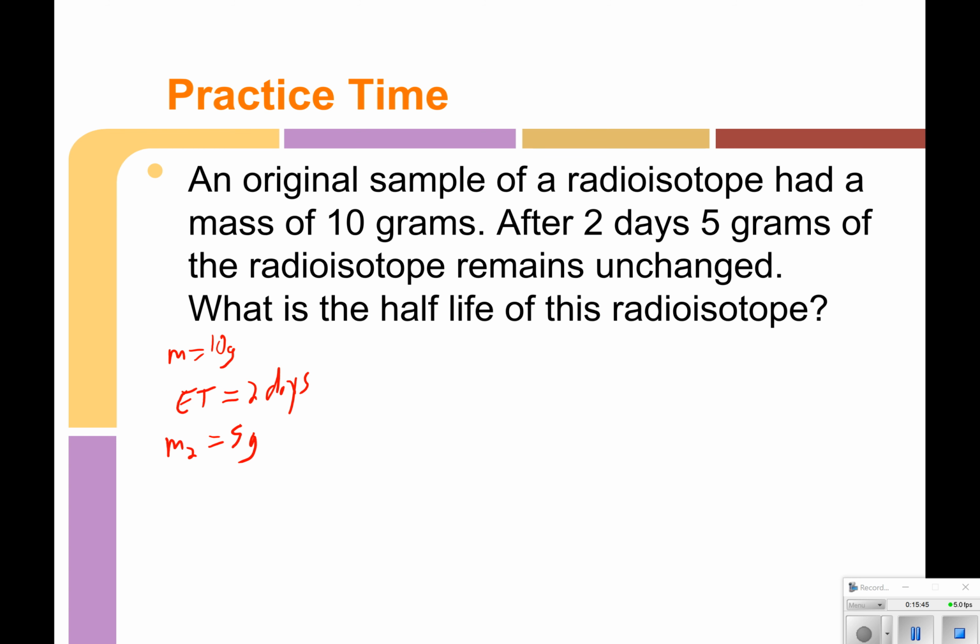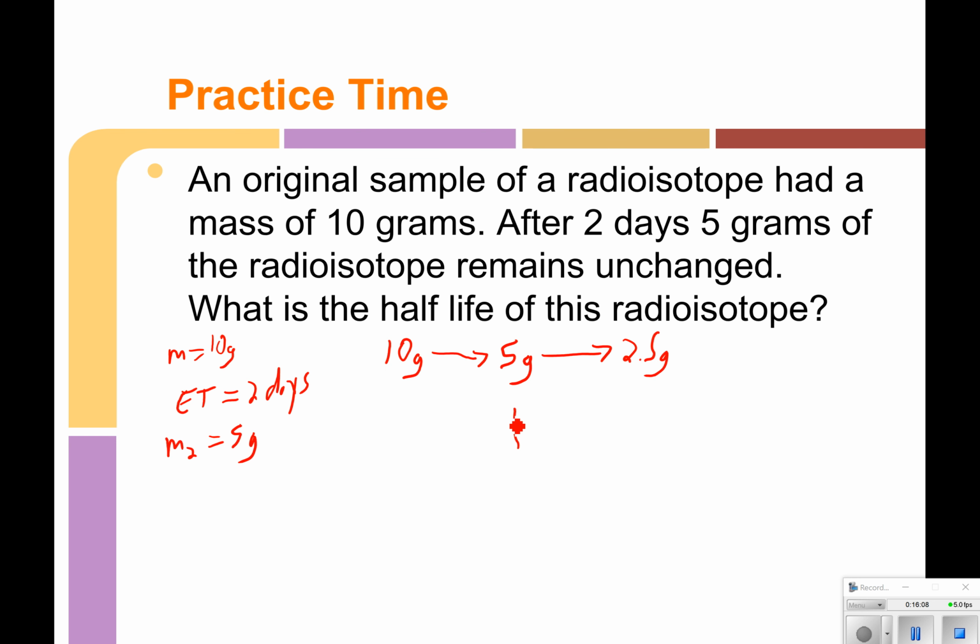We want to figure out what the half-life of the radioisotope is. Now, I do this pretty similarly with most of these: I like to do a little graphic showing starting and ending amounts. So 10 grams, regardless of the half-life, after one half-life is going to go down to 5 grams. If it went through 2 half-lives, it would go down to 2.5 grams.